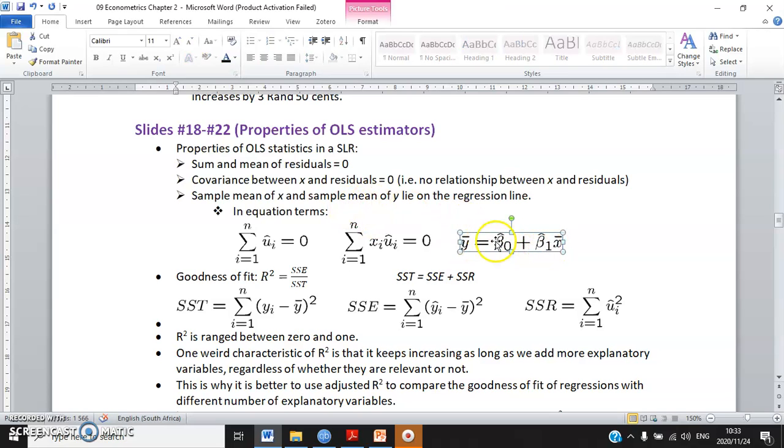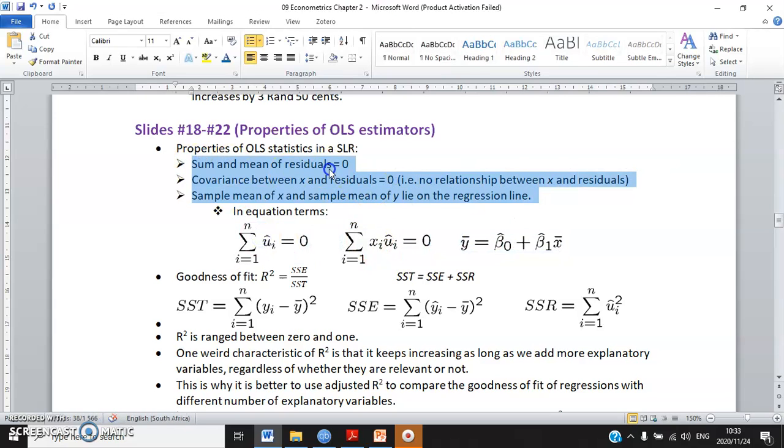Last one, for the sample regression function, the sample mean of x and sample mean of y lie on the regression line. Okay, so in equation terms, this is what each property means. But I expect you to answer with the written explanation.